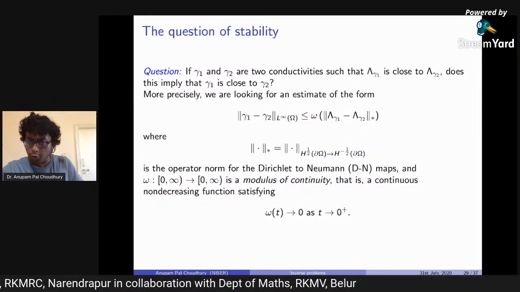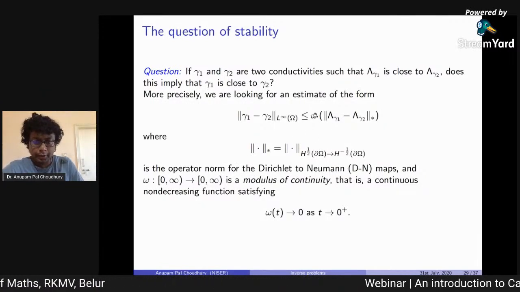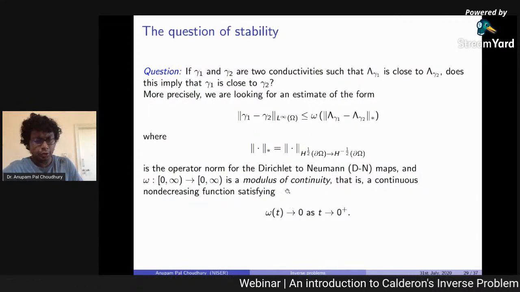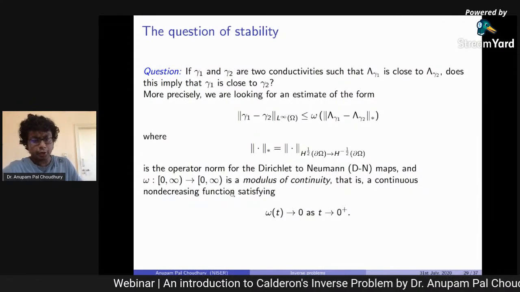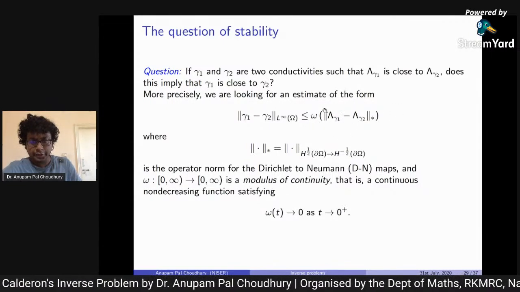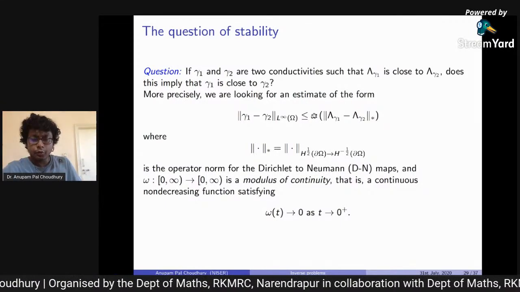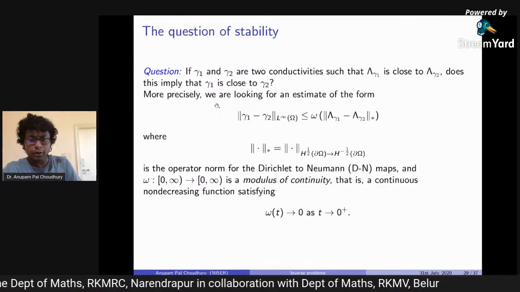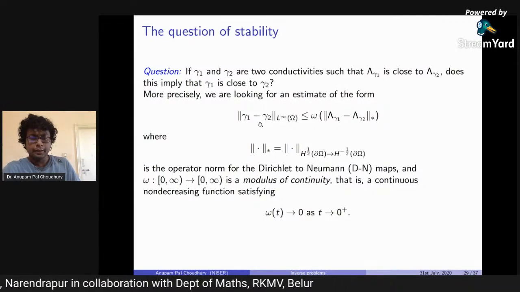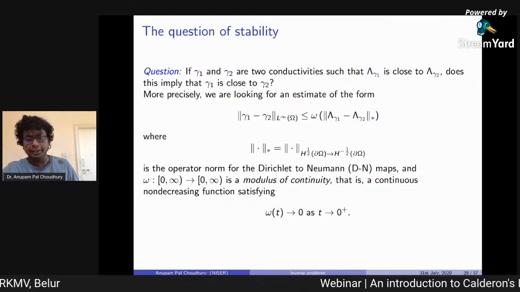So essentially, you make small errors, your solutions are still small. Okay. So if omega t, that is something called a modulus of continuity. If you take omega t equal to t, that means you can forget the omega. What that would mean is that if this is small, this is also small. So the question is whether we can have that sort of a Lipschitz stability estimate or not.